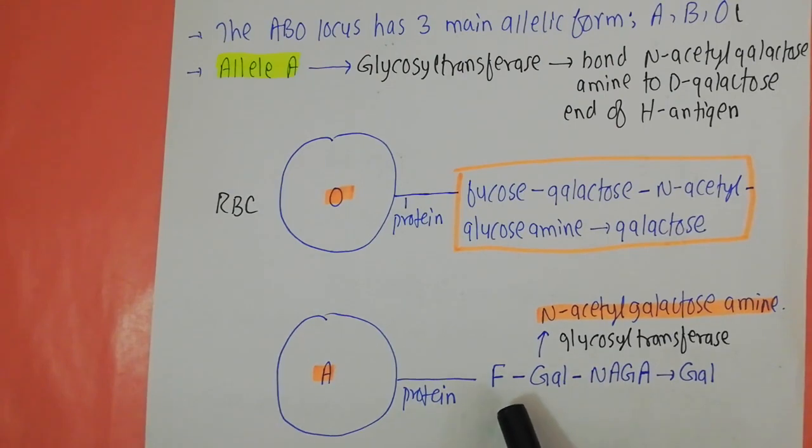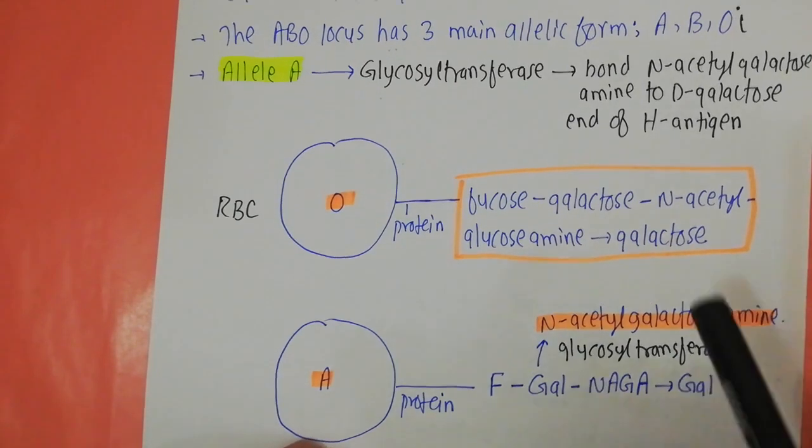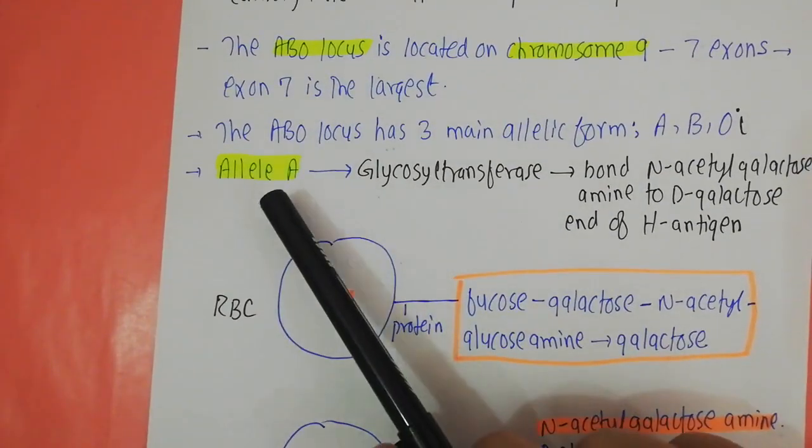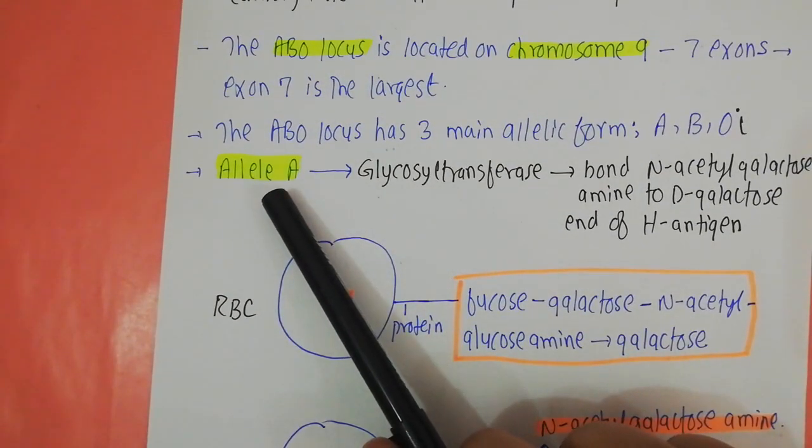So the H antigen has fucose, galactose, N-acetylglucosamine, and then a galactose. I'm using the abbreviations over here. So this F is for fucose, this Gal is for galactose, this NAGA is for N-acetylglucosamine, and this GAL is for the galactose over here. Now, if you talk about this allele A, this means we are talking about the gene.